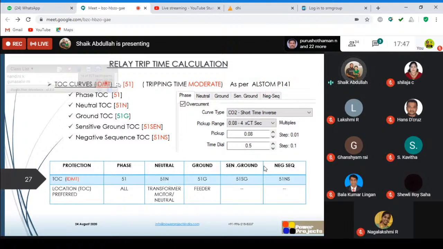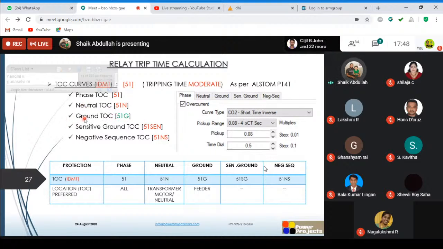If you take one relay, these are the curves that will be available. You can choose for phase, for neutral, and for ground. What we are seeing is the phase overcurrent. And if you are going to give protection against earth fault, you are going to use either neutral or ground.